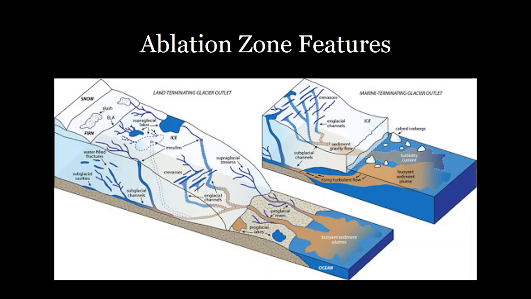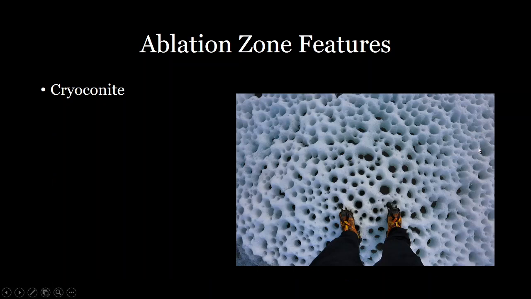All right, so that covers accumulation zone features. Next, we're going to be talking about ablation zone features. These are features that develop below the ELA, the equilibrium line altitude, and are formed mainly due to melting and the flow of meltwater. So the first feature that we're going to talk about are cryoconites.